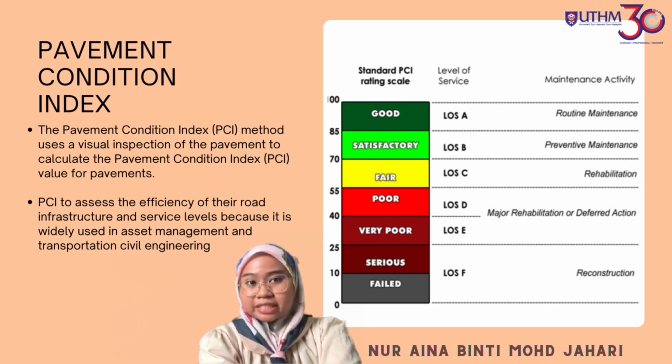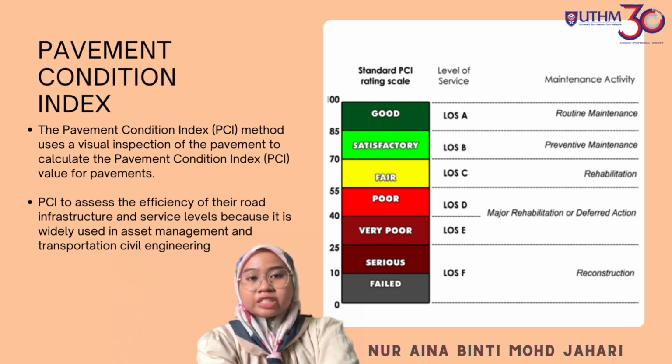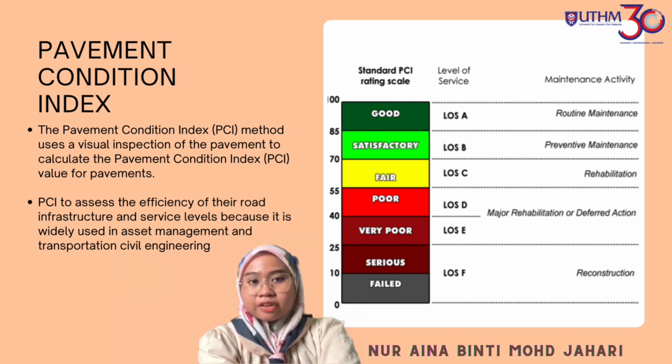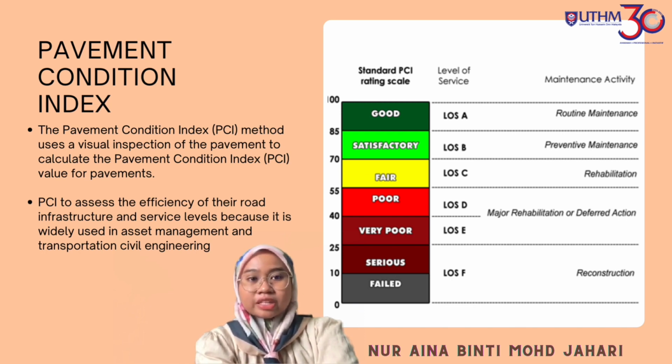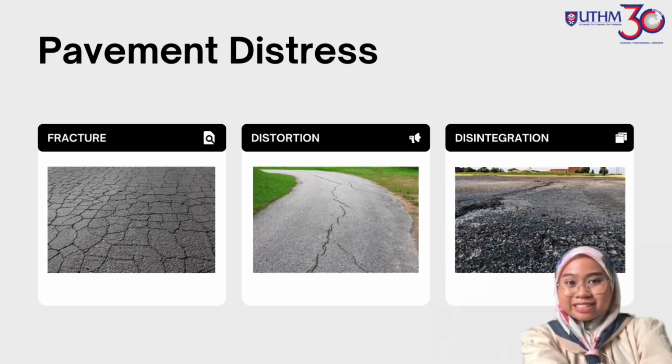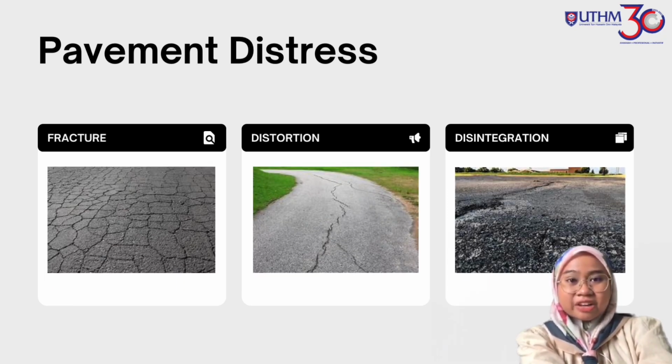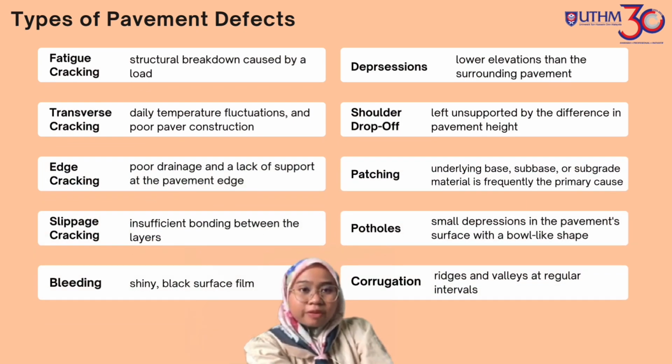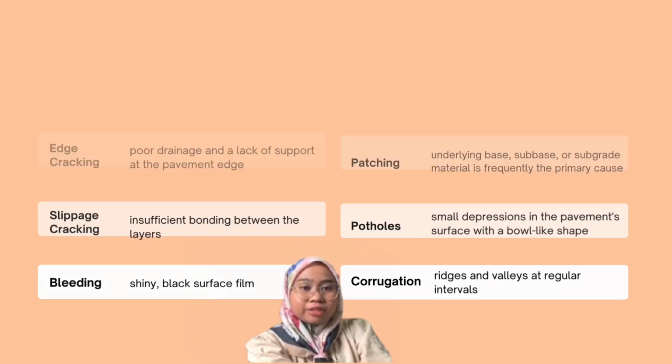The Pavement Condition Index, PCI, method uses a visual inspection of the pavement to calculate the Pavement Condition Index value for pavement. PCI is used to assess the efficiency of the road infrastructure and service level because it is widely used in asset management and transportation civil engineering. Pavement distress has 3 categories, which are fracture, distortion, and disintegration. There are many types of pavement defect, for example, fatigue cracking, transverse cracking, edge cracking, bleeding, depression, and so on.